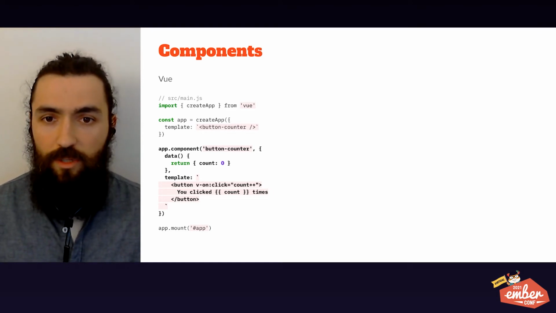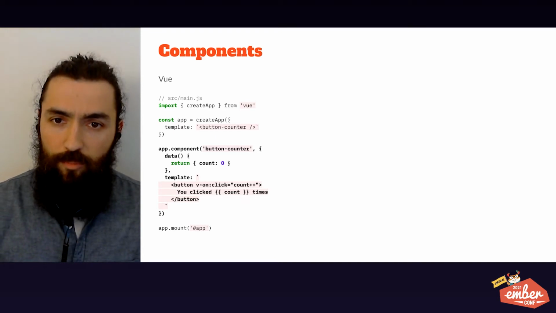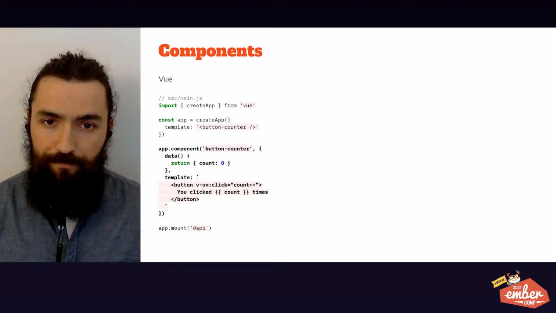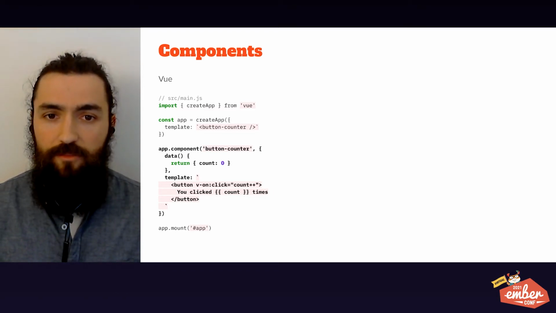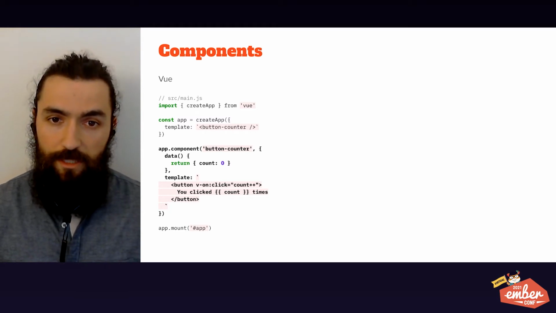On the Vue side, the component itself is highlighted in bold. We're registering it on our app with a name, an internal state with the data function, and a template defined as a string. The rest of the lines are basically a Vue application that we are creating and setting an instance of this button as our template.